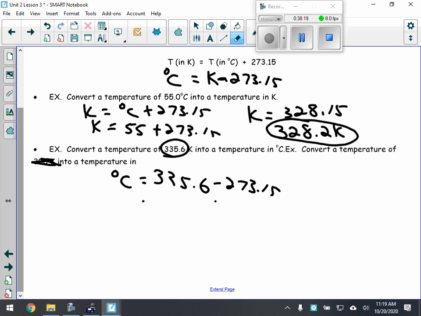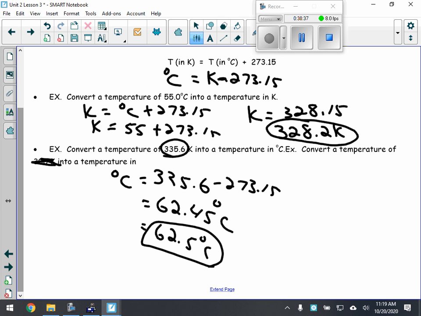Who's keeping track of me here? Somebody's got to keep track of me. 62.45, that only has one decimal place, so we're only going to have one decimal place in my answer. So I'd say that's 62.5 degrees Celsius would be probably the best option for that.